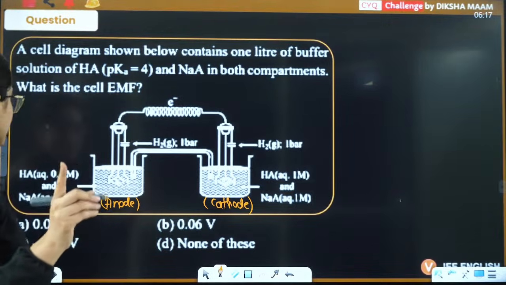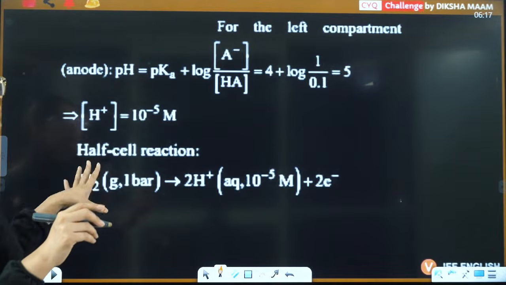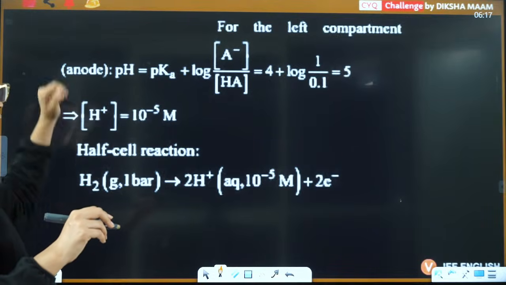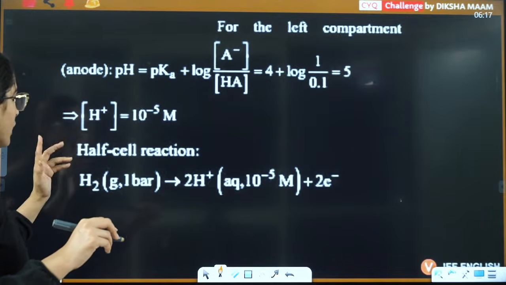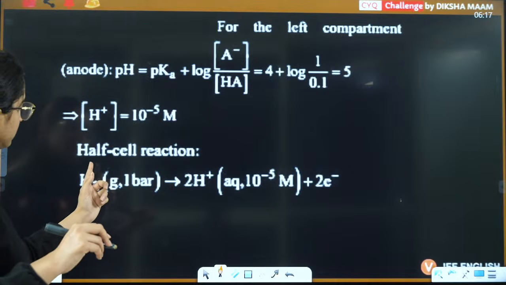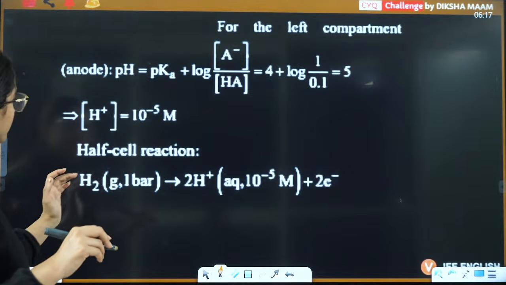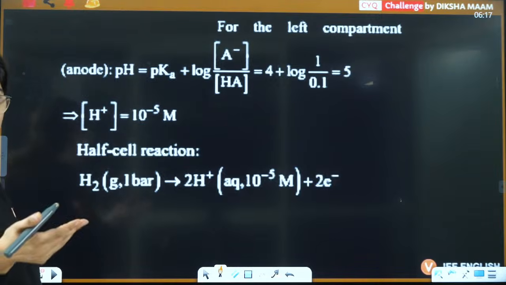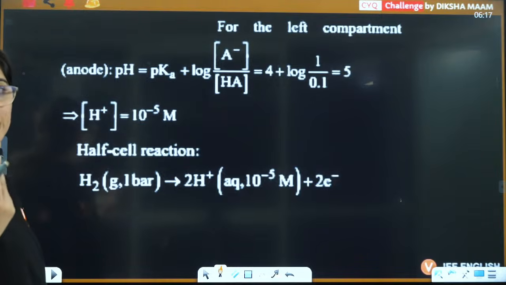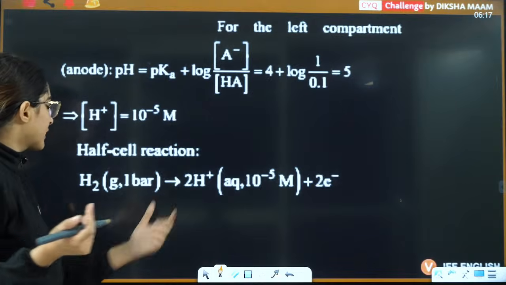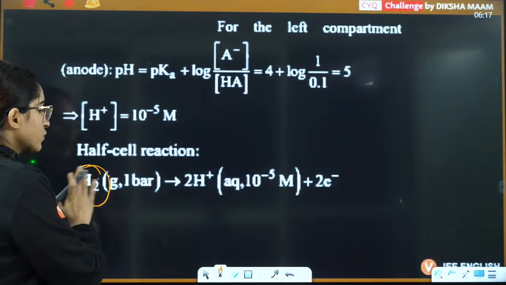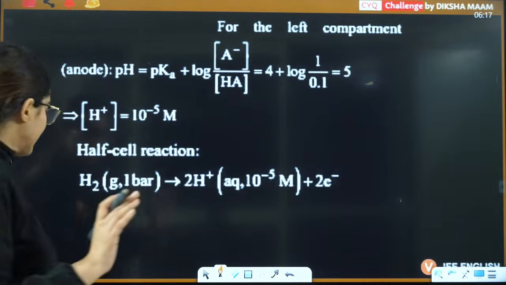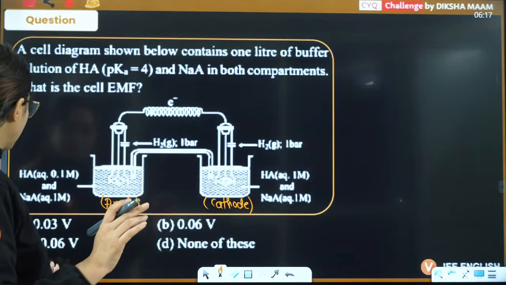Okay, so firstly, one by one, on the anode and cathode side, we'll see what we have to do. On the anode side, what is happening? The oxidation number should increase. It is losing electrons, so H2 is getting converted to H positive. That is happening at the anode side, which means on the left side.